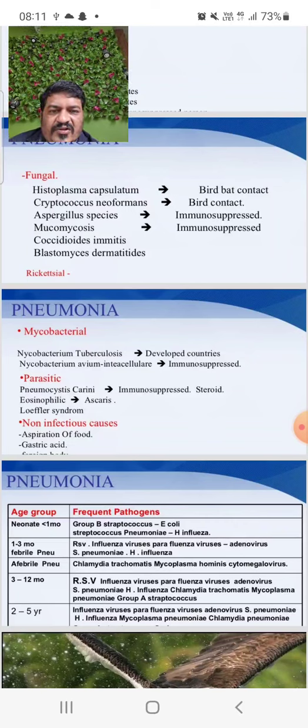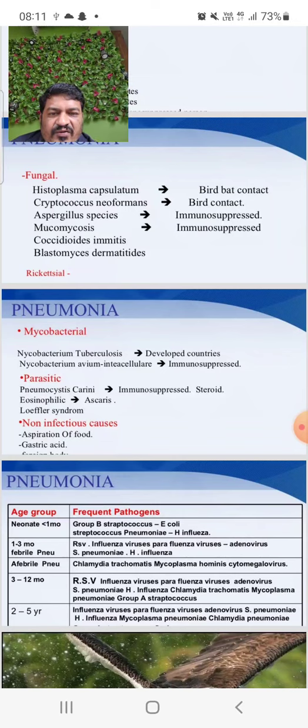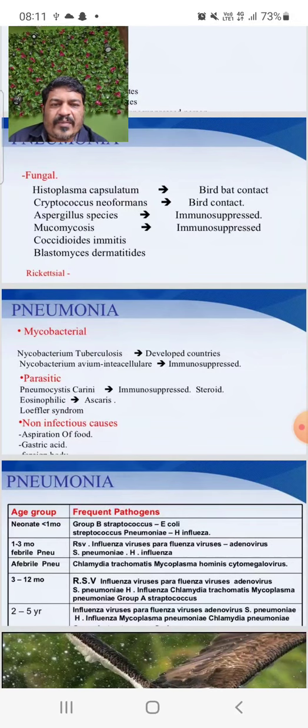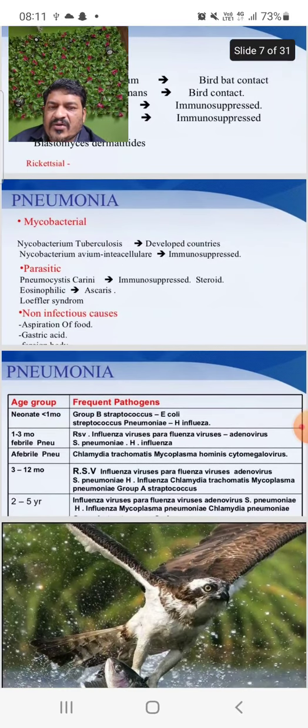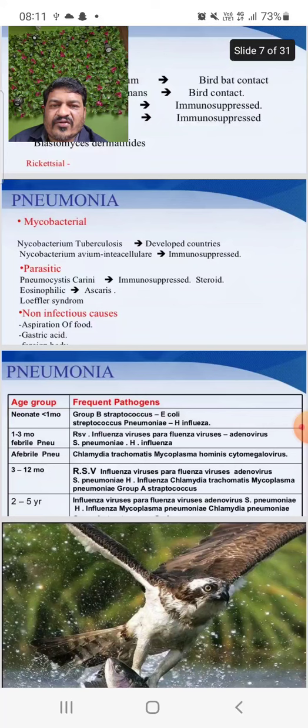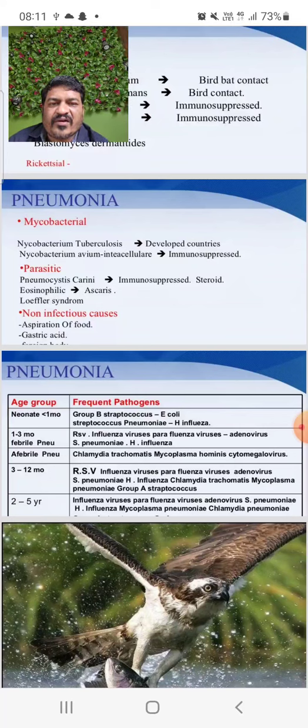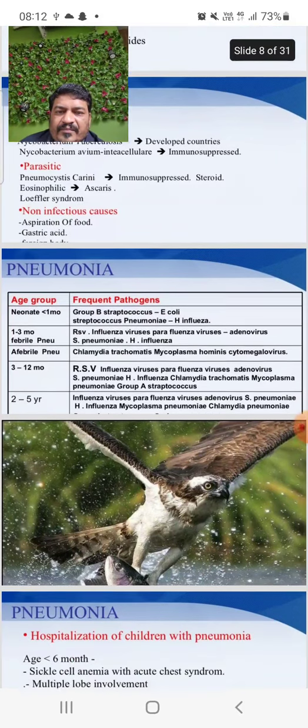3 to 12 months: RSV, influenza virus, parainfluenza virus, adenovirus, S. pneumoniae, H. influenzae, Chlamydia trachomatis, Mycoplasma pneumoniae, Group A Streptococcus. 2 to 5 years age group: influenza virus, parainfluenza virus, adenovirus, S. pneumoniae, H. influenzae, Mycoplasma pneumoniae, and Chlamydia pneumoniae.